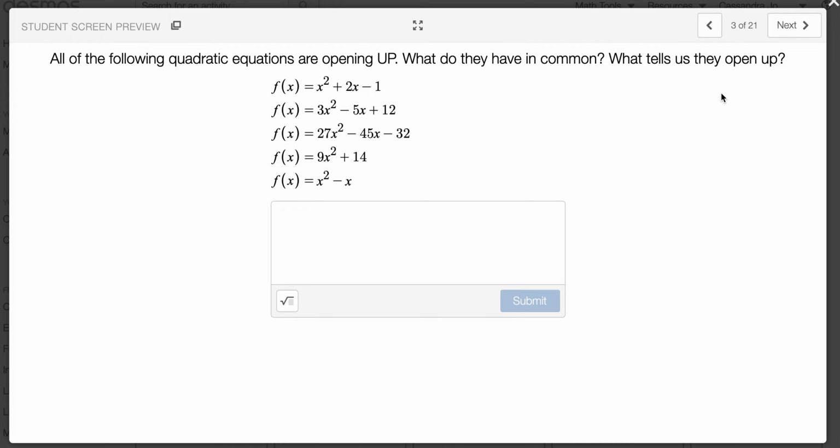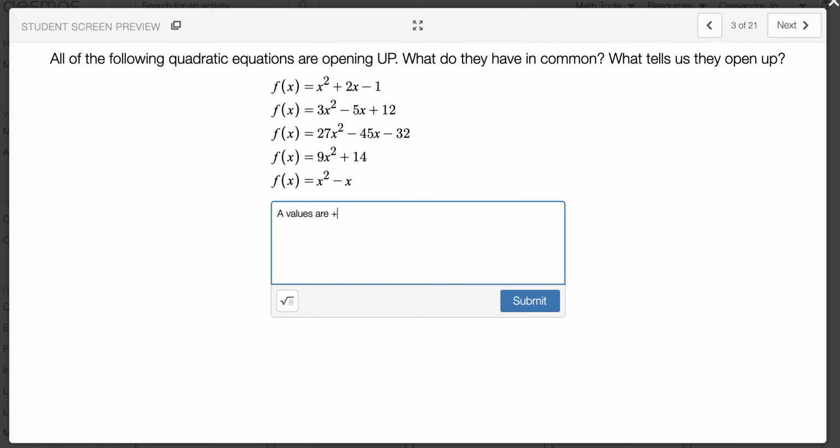So all of these quadratics are opening up. Looking at these equations, they are all opening up. I want you to pause the video and take a second and think about what they have in common, what tells us that they open up. Hopefully you noticed that the thing they have in common is that their A values are all positive. We can't really say anything about B because some are positive and some are negative, and we can't say anything about C because, again, some are positive and some are negative. So A values are positive.